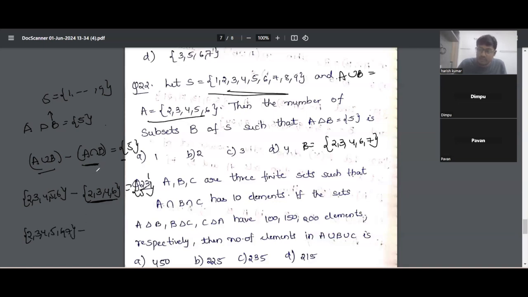And what will be A intersection B? A intersection B will be the common thing. The common thing is what? 2, 3, 4, 6. Yes, sir. Now the difference will be the set containing elements 5, 7. But this is not what we want. We want only 5. So I cannot consider this as the set B. So the only set I can consider is the set B as 2, 3, 4, 6.